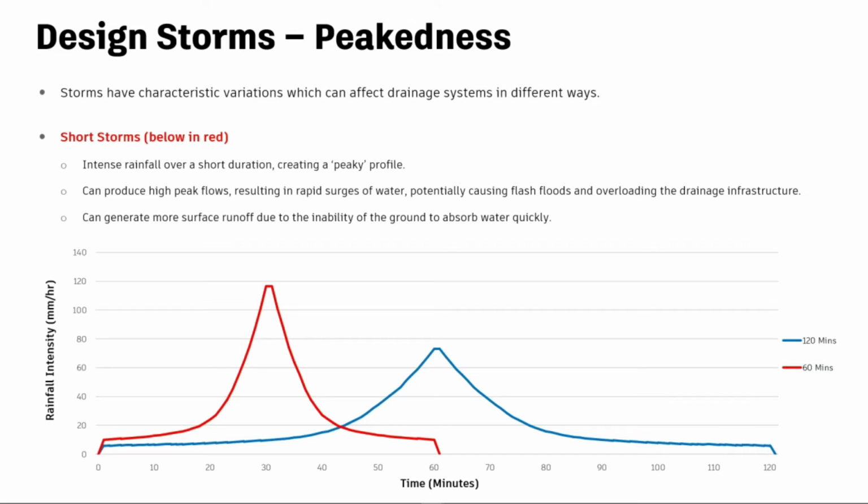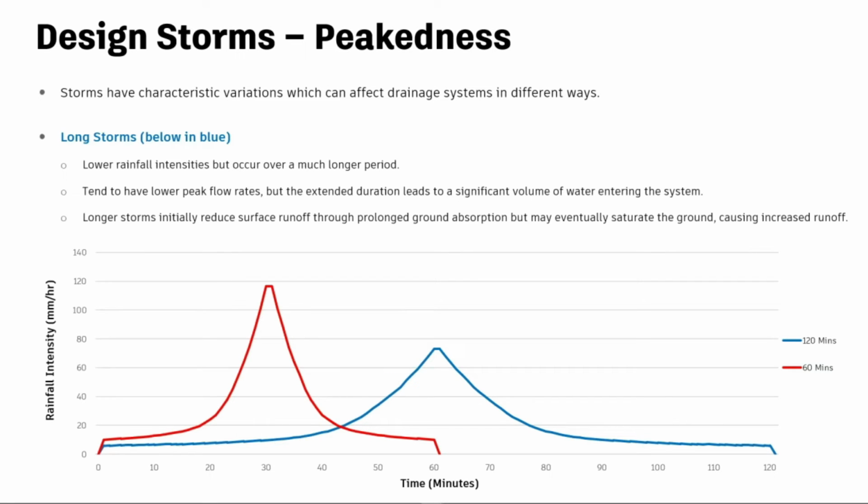For shorter storms, in red, the profile tends to be described as peaky, which implies that the storm is very intense over a short period of time. The influx of rain is sudden and can quickly inundate the system. Shorter storms are usually critical storms for pipes and manholes.